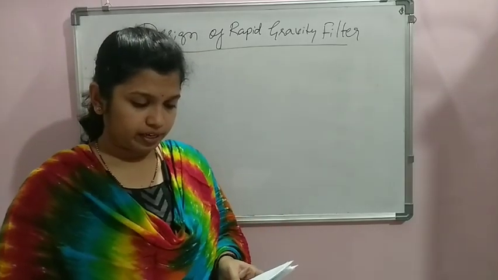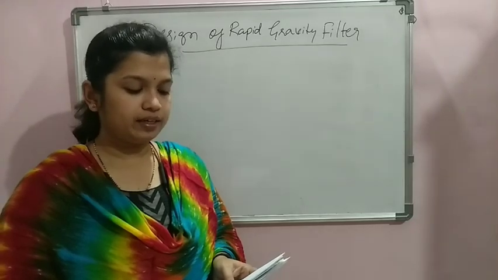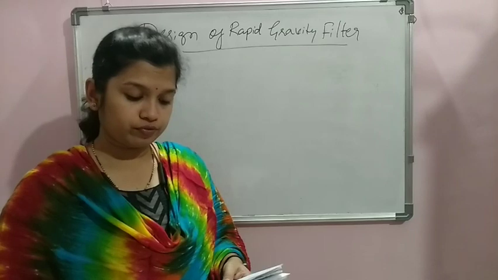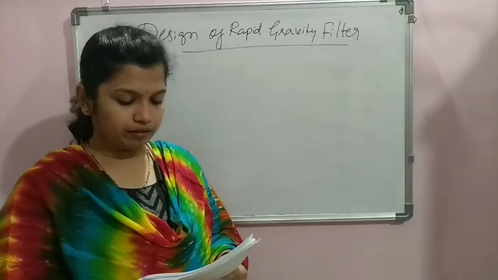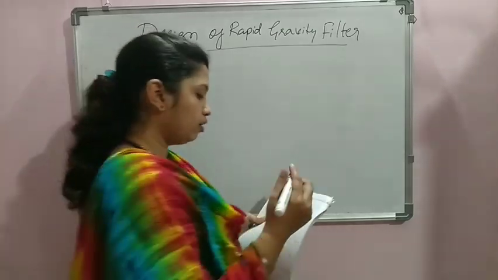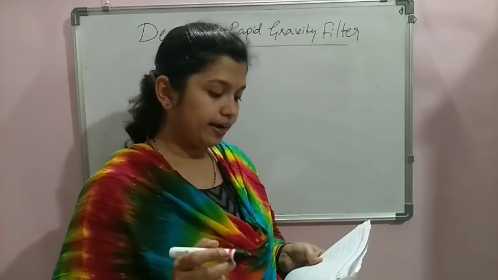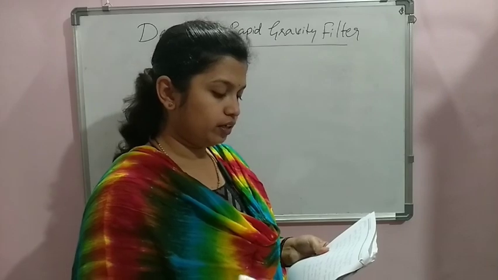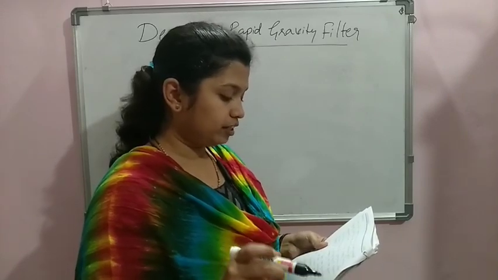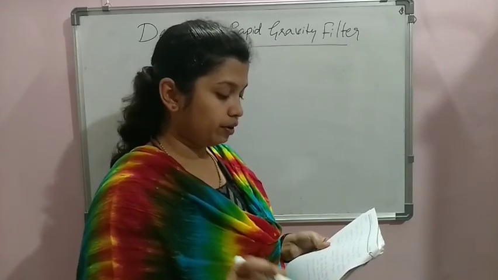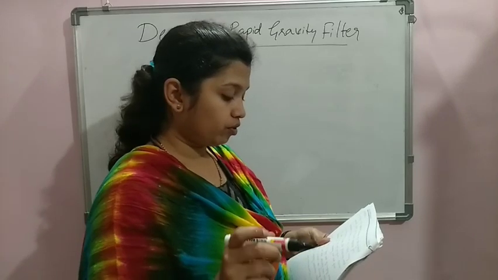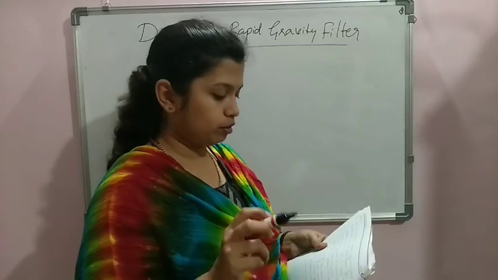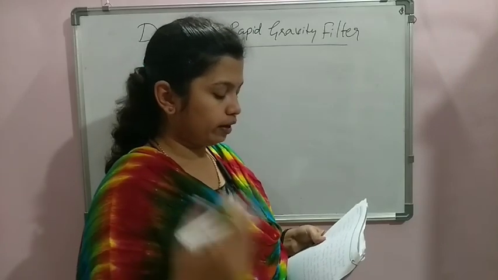Design the approximate dimensions of a set of rapid gravity filters for treating water required for a population of 50,000. So population here given is 50,000. The rate of supply being 180 liters per day per person, and the filters are to work at 5,000 liters per hour per meter square. Assume whatever data are necessary and not given. So much of the data are not given in this problem. We have to assume the required data.